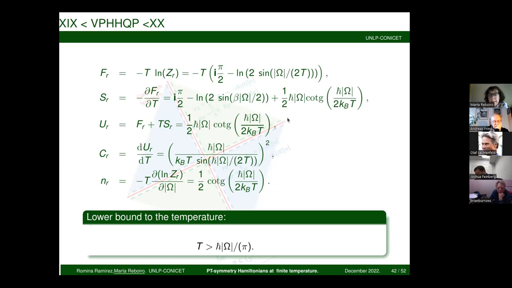But now comes the interesting thing: the difference between the harmonic oscillator and the inverted oscillator is that instead of a hyperbolic cotangent in the harmonic oscillator, we have a cotangent. What are the consequences of this cotangent? Well, I have to define a lower temperature. So we have a lower bound to the temperature, so that this quantity is positive, and I see no divergences in U and in C.